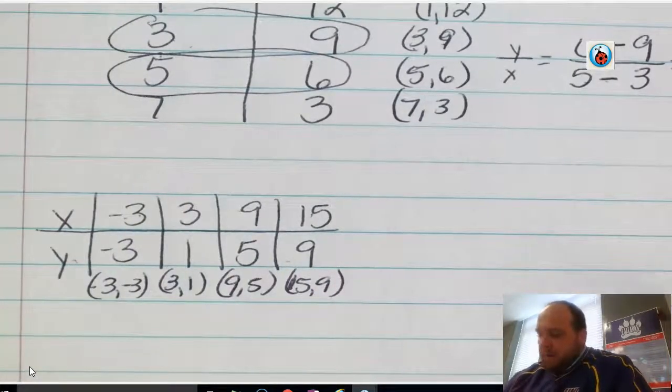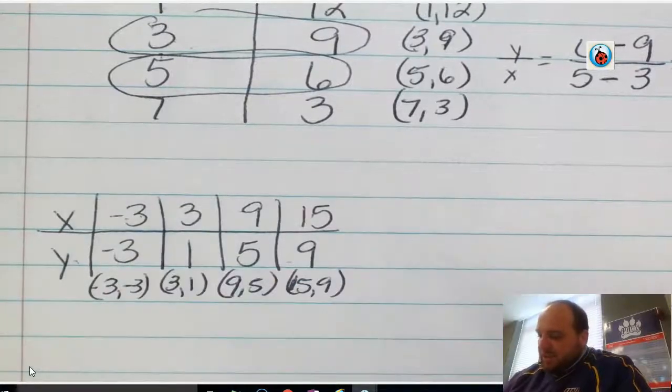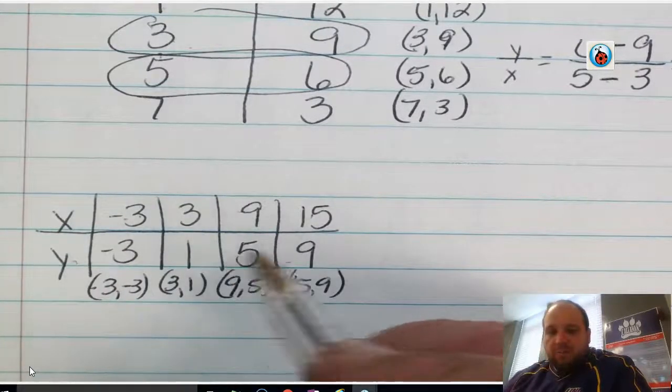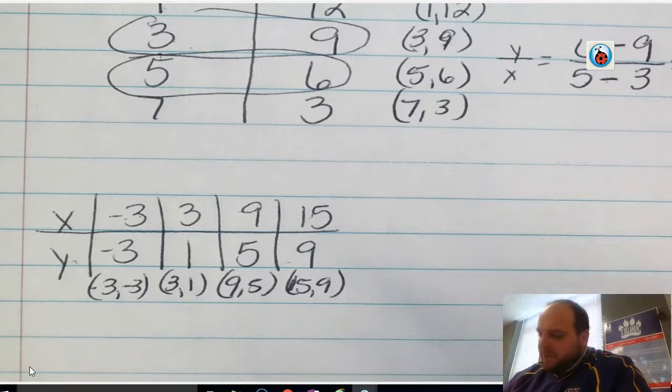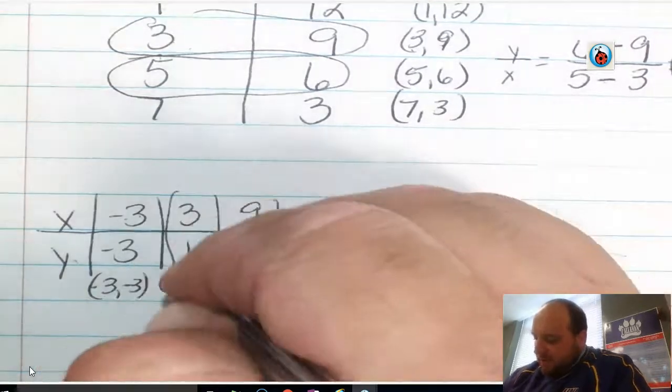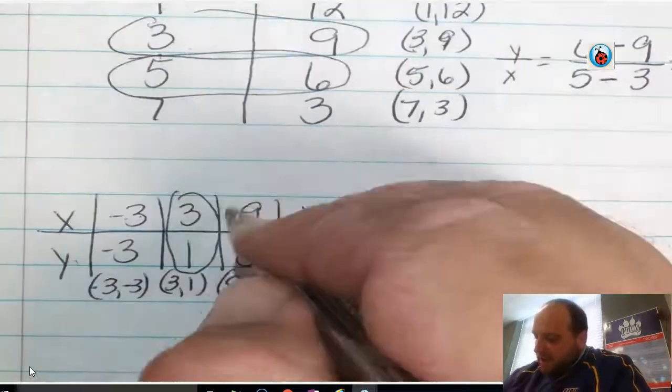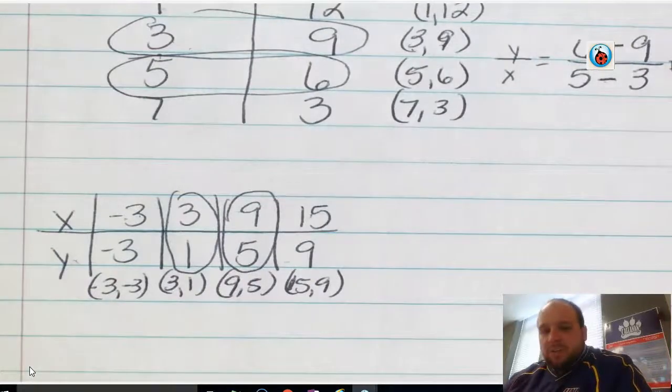All right, what I'm going to do is select 2 of them again. I like to stay away from using negative numbers, so I'm going to try to use coordinates that have both positive numbers. I really like this one right here, 3, 1 and 9, 5. So that's the one I'm going to choose to use.